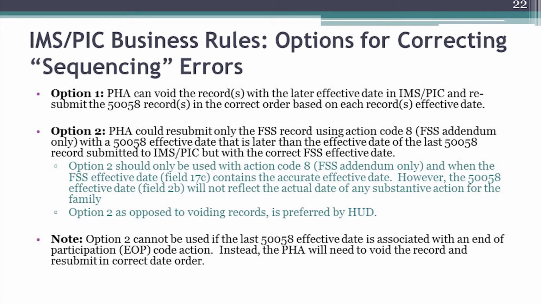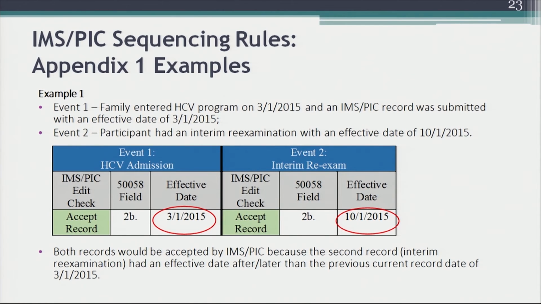We'll walk through a couple of examples that illustrate what we mean by option 2 here. One thing to note is that option 2 cannot be used if there's already an end of participation record in the system for that family. In this case, the PHA will have no other option but to use option 1 and void the record and resubmit in correct date order. Appendix 1 of the notice provides examples of how to correct for sequencing and are shown here.